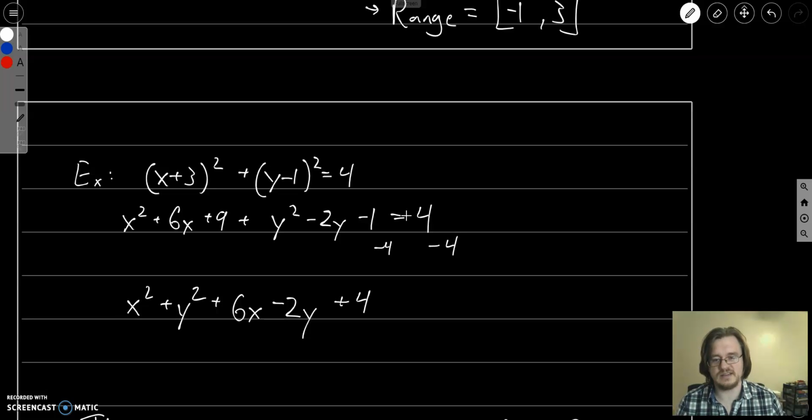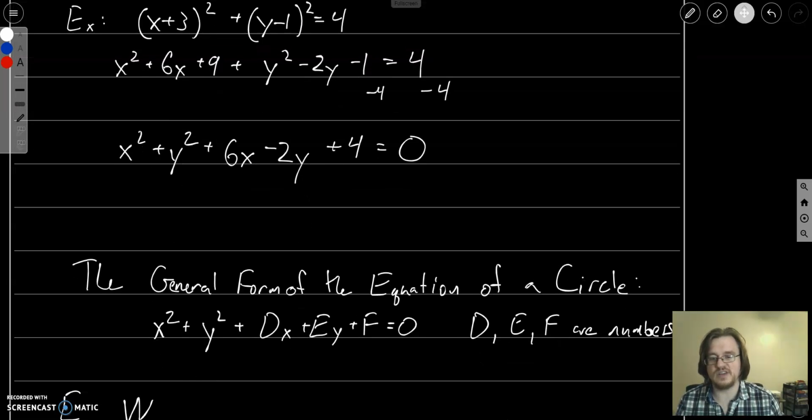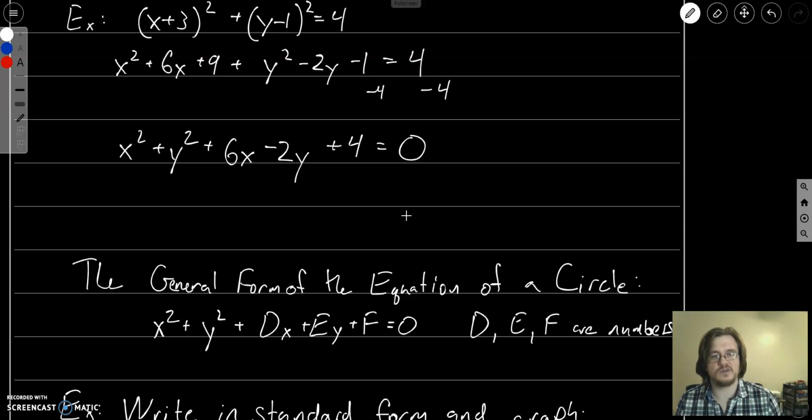So 9 minus 1 is 8, minus 4 is equal to 4. So this equation doesn't look like the equation of the circle anymore, not in the standard sense. So this is one that is what we would call the general form of the equation of a circle.